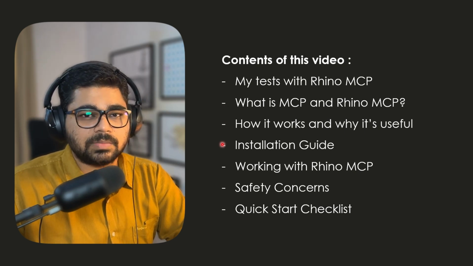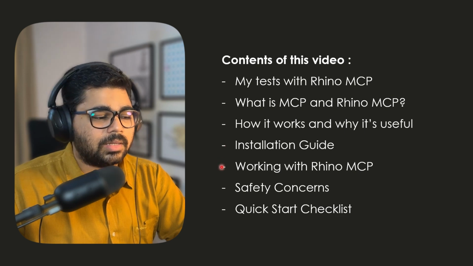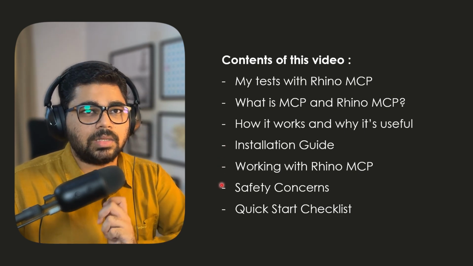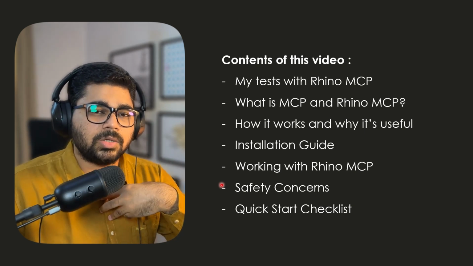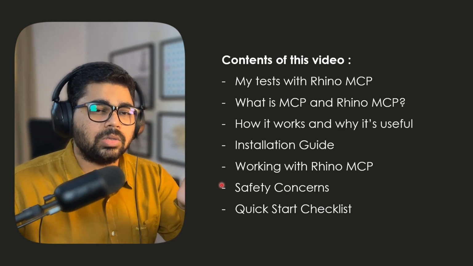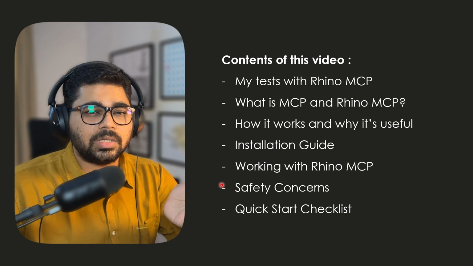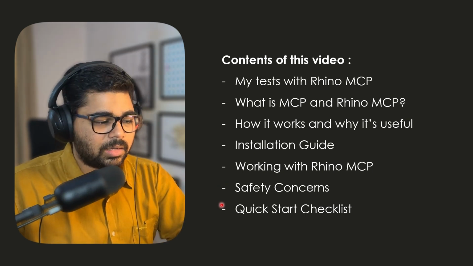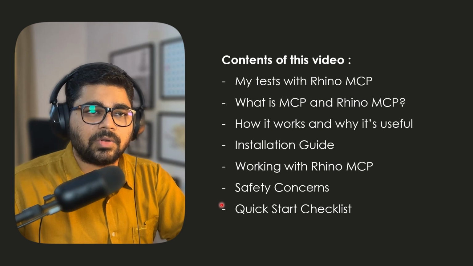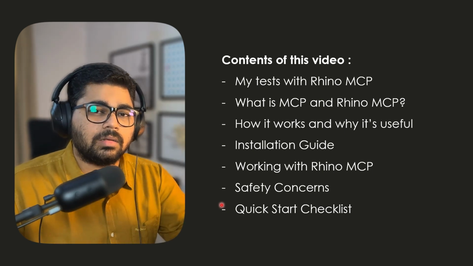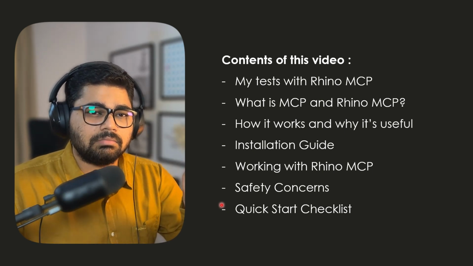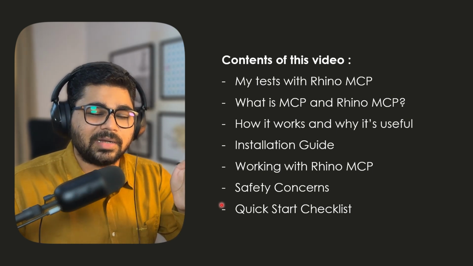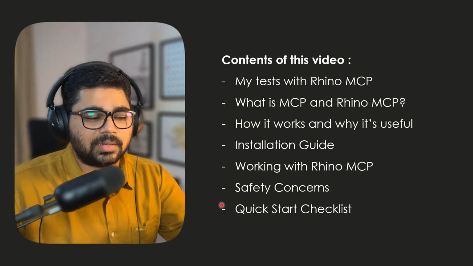Then we'll see the installation process on our computers. Then I'll tell you how to work with it. And then we'll look at safety concerns. One thing that is really important, especially to me, with any AI tool that I install on my computer, is to understand how safe it is. Then we'll look at a quick start checklist. For example, every time you run Rhino MCP, there are certain things, or in this case a protocol, you have to take care of to be able to run it.